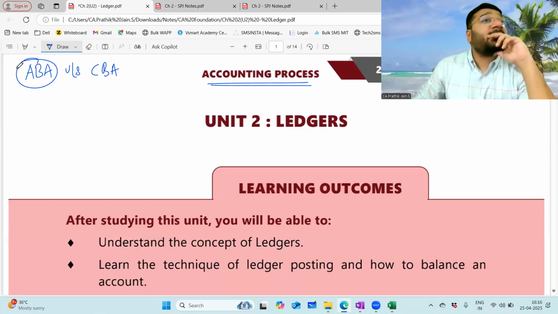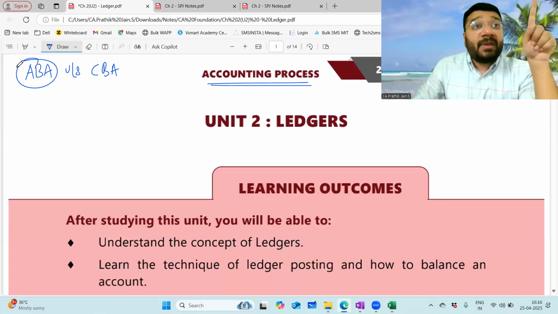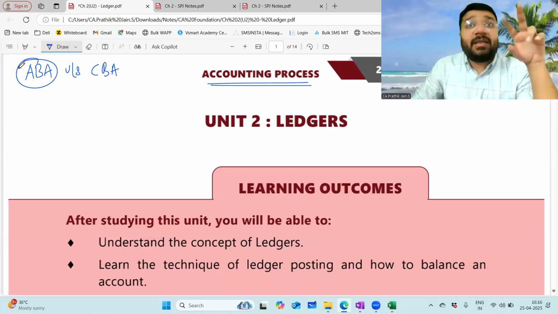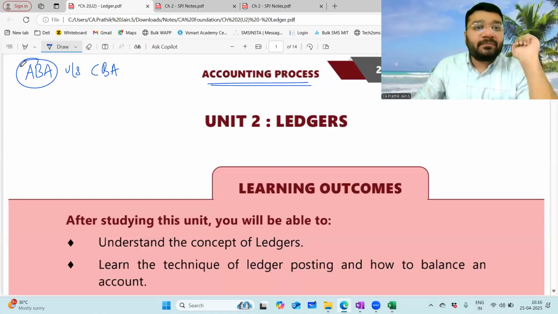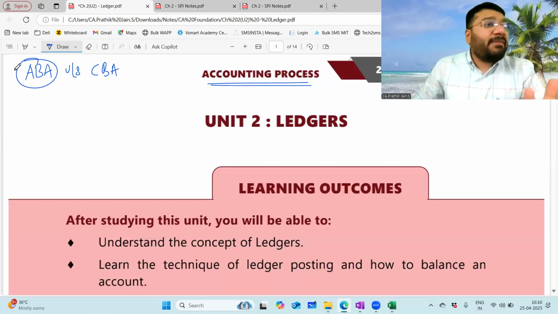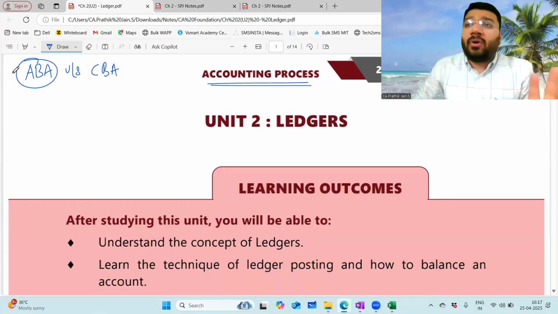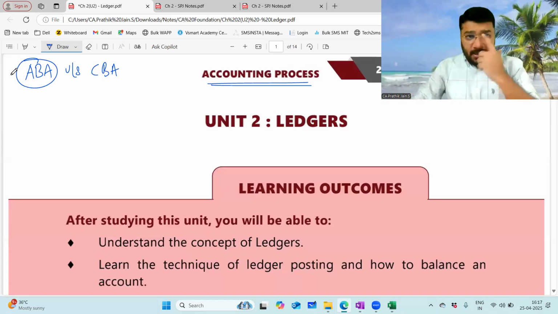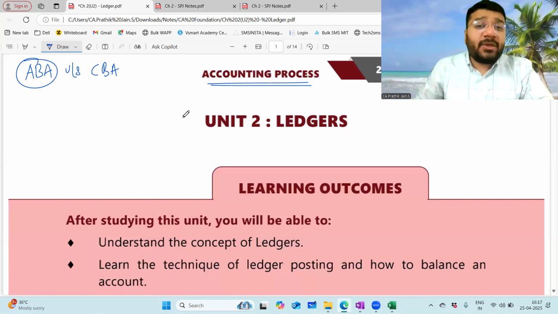Then we saw one more thing. In reversal of purchases, we saw the case of loss of stock by fire or theft. If insurance is there, what to do? If insurance is not there, what to do? That part is clear, and we saw some questions based on that from the ICA module also. Now we are heading forward to the next unit called ledger.